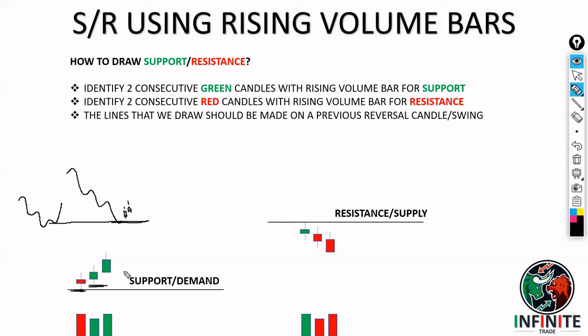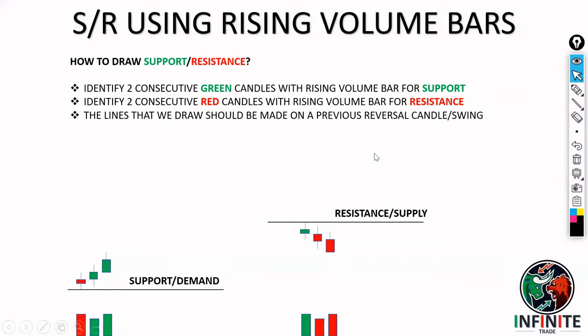So this is how we mark our support, and similarly to mark resistance, like we already know, we need two consecutive red candles with rising volumes, and in this case I've taken this candle's high as our resistance. So this is all you have to do. I hope you understood this point. In case you think you missed something, just pause the video, rewind it back and play that once again. Now let's move on to the next slide.